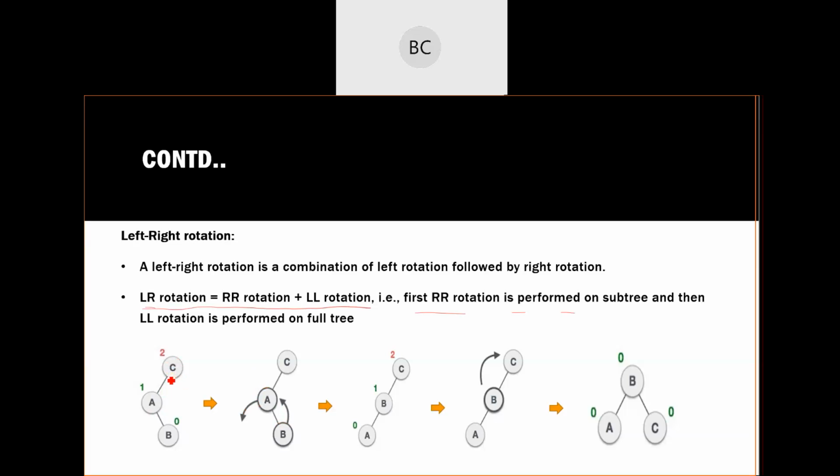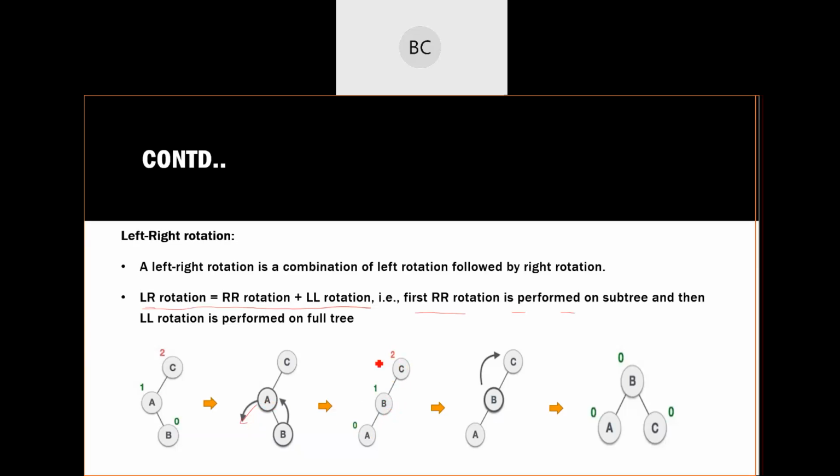Wherever we get an imbalance, we will go down. So in that node, first we will perform an RR rotation. That means it's a left rotation. That means you are going to simply pull the node down there. So now B becomes the root, the parent of A, and A becomes the child.